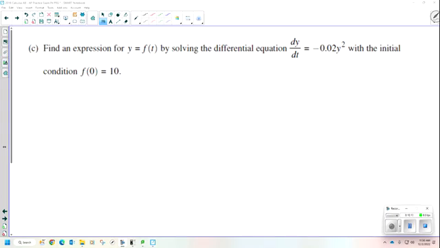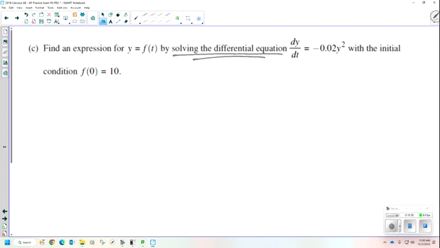I am such a nerd because I love solving differential equations. It's terrible, but that's what the good Lord gave me, the mind to do this stuff. C, find an expression for y equals f of t by solving the differential equation dy/dt equals negative 0.02y squared, with the initial condition f of 0 equals 10.